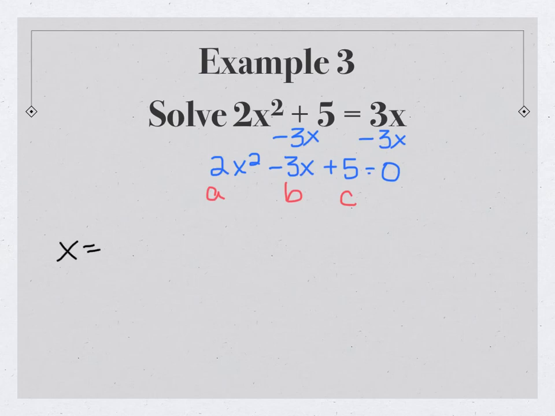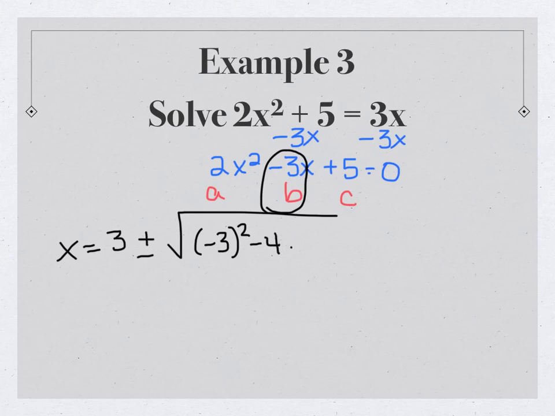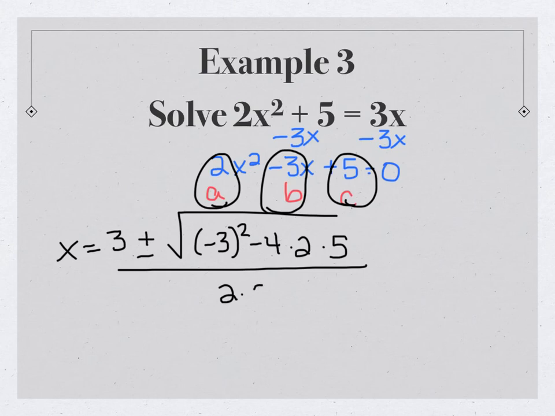So my formula starts with negative B. Well, my B is negative 3, so that means I'm going to make it a positive 3, plus or minus the square root of negative 3 squared minus 4 times A, which is 2, times C, which is 5, all over 2 times A, which is 2 times 2. Well, that's going to give me 3 plus or minus the square root of 9 minus 40. It's going to be negative 31 all over 4.